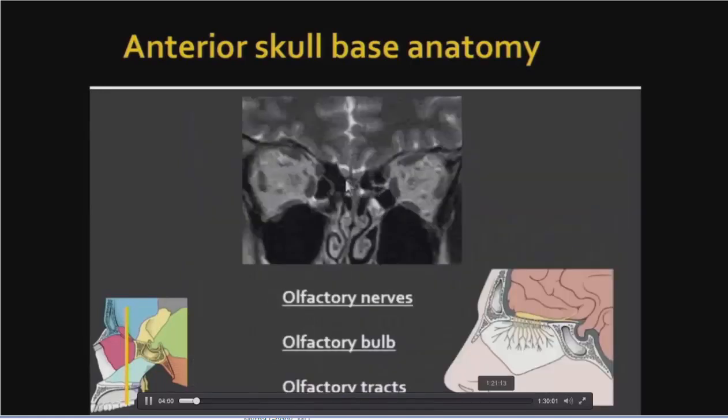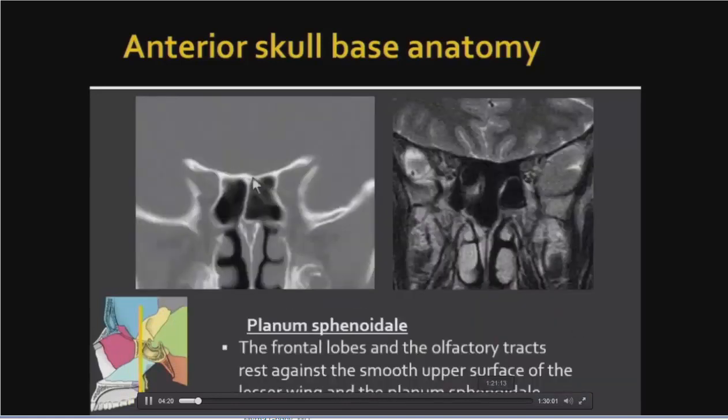Now on MRI, we may not be able to see these structures very clearly, but you do see some additional soft tissue structures. So you will see these soft tissue densities or intensities which are surrounded by CSF, and these are portions of the olfactory bulbs and the olfactory tracts going more posteriorly. Moving a little bit more posterior, the surface now changes to more of a flattened portion, which we call the planum sphenoidale.